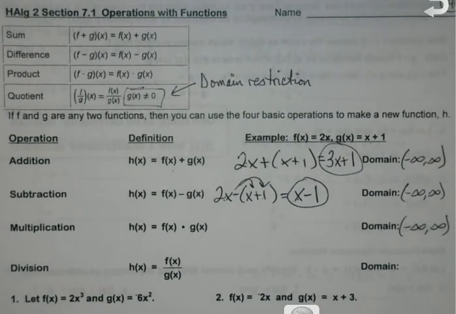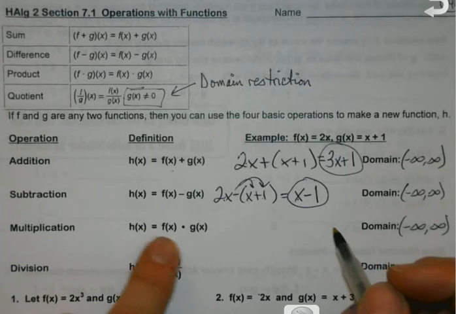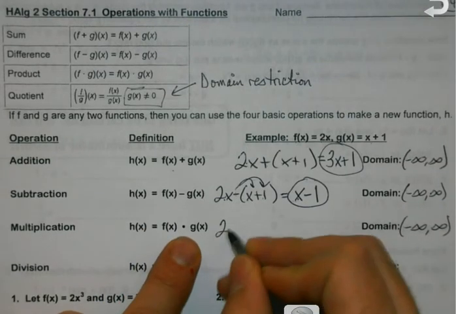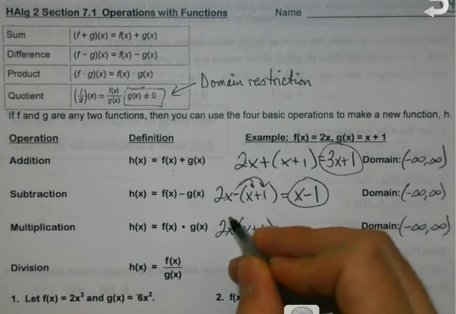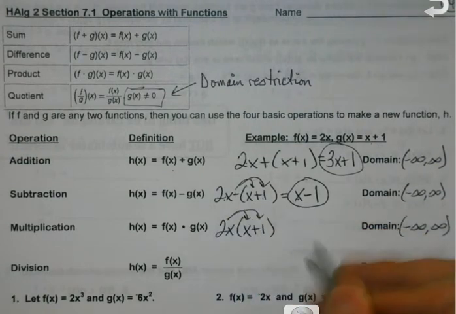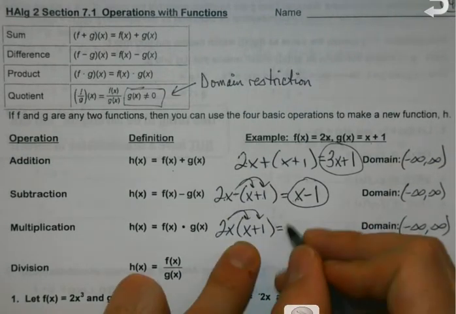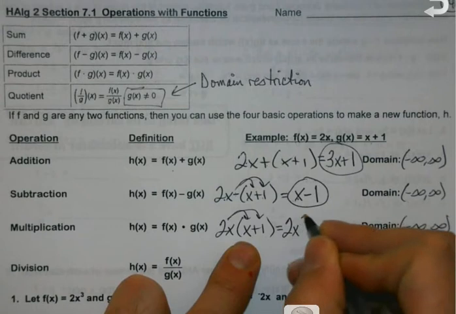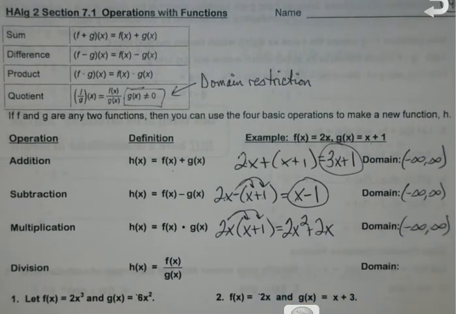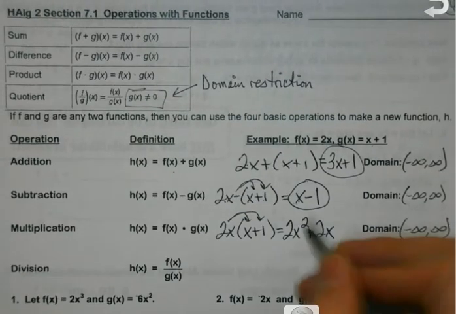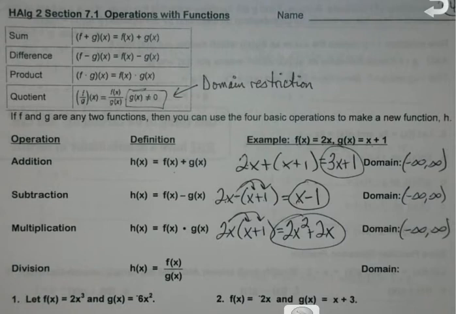So you're like, okay, this seemed kind of strange so far. Multiply, okay, we've done this. Multiply, I just distribute through and multiply. Add my exponents. 2x times 1 is 2x. And again, there's not a value I can plug in for x that will not give me some sort of solution out. So domain's all reals, negative infinity to infinity.